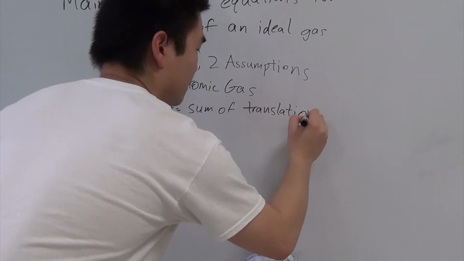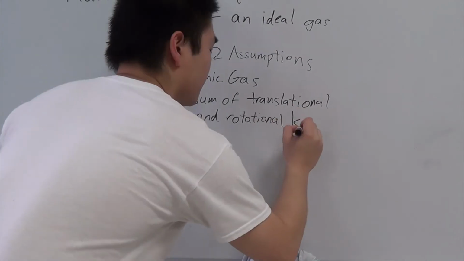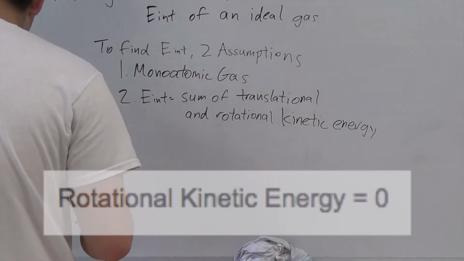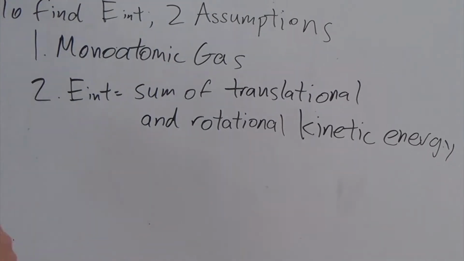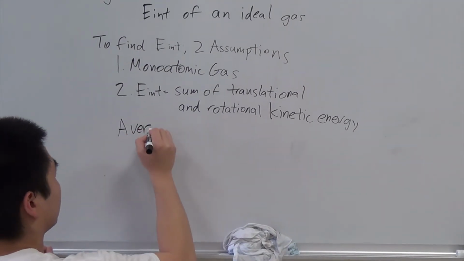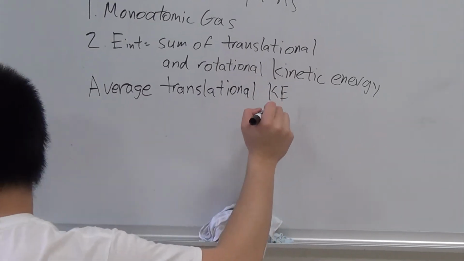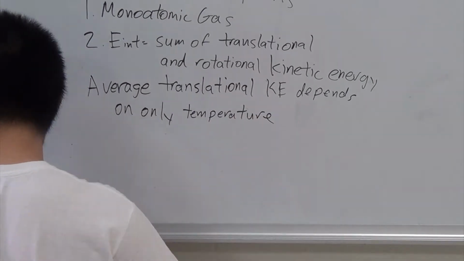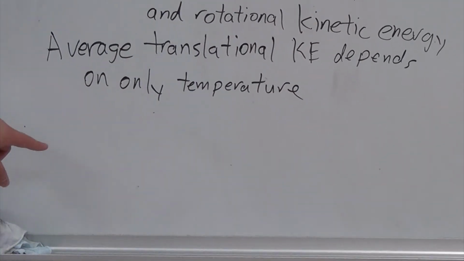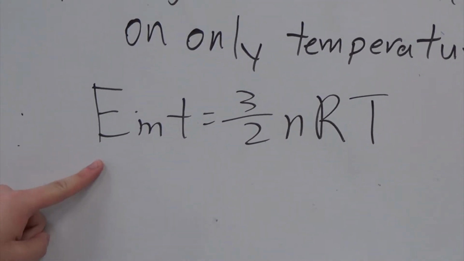We must also assume that E int is just a sum of the translational kinetic energies, for individual atoms do not have rotational kinetic energy. As derived earlier, K average equals 3 halves kT, which means that the average translational kinetic energy of a single atom depends only on the gas temperature. Using this knowledge, we can derive the equation for internal energy.